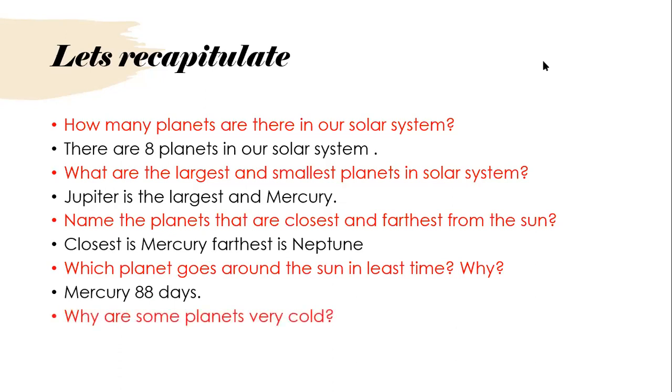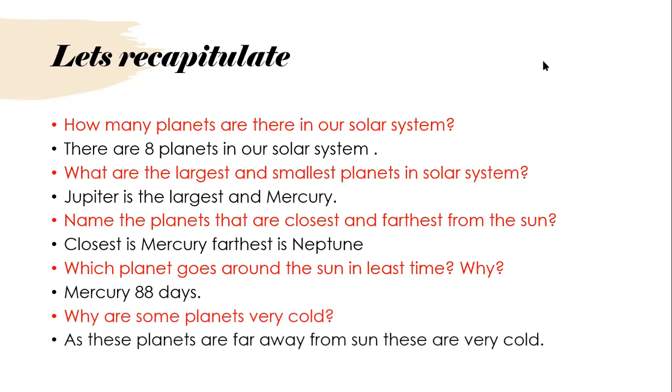Why are some planets very cold? As these planets are far away from the sun, these are very cold. Neptune, Uranus, these are far away from the sun. So the sun rays are not falling directly on the planet, and that is making the planet very cool. Earth is at a minimal stage where it is getting the temperature from the sun.